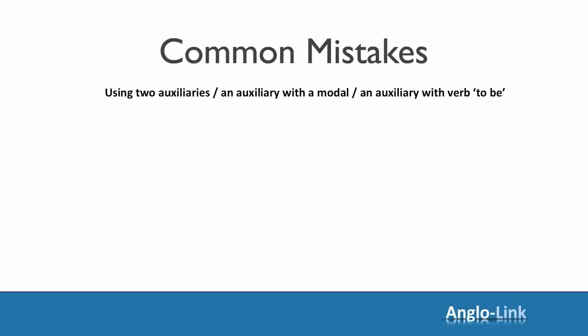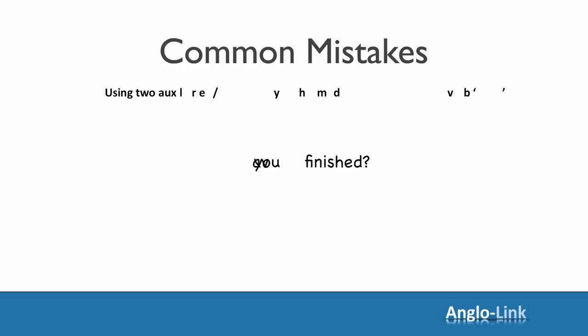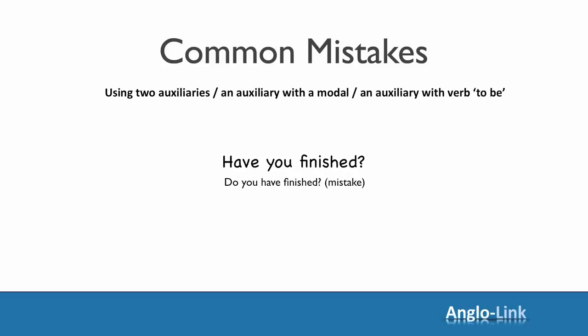Another common mistake is using two auxiliaries, or an auxiliary with a modal verb or with the verb to be. Let's look at some examples. You may hear someone say, "Do you have finished?" This is the present perfect, a tense where we can see the auxiliary, it's have, therefore there is no need for another auxiliary. Simply use have to make the question. "Have you finished?"